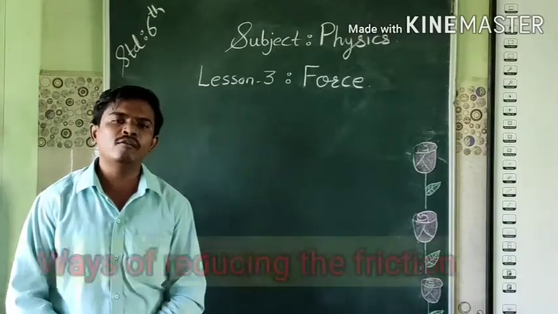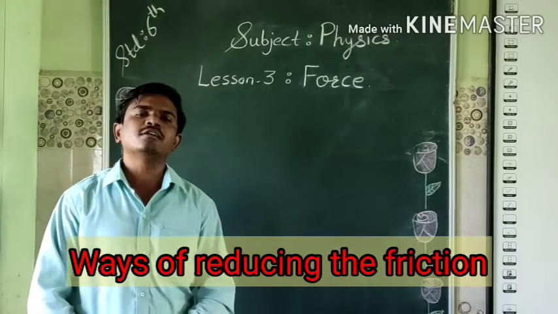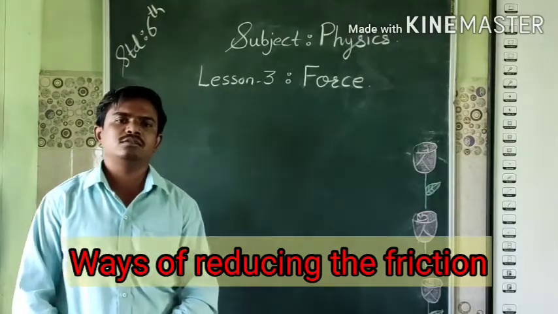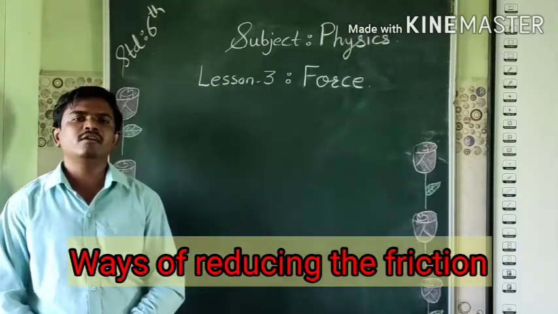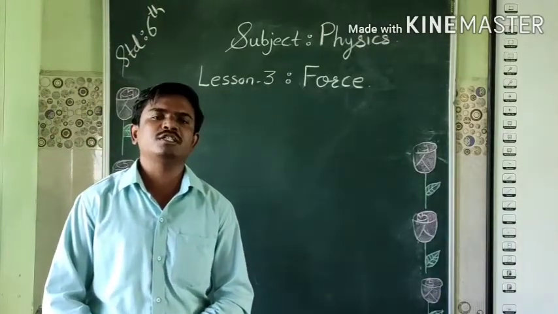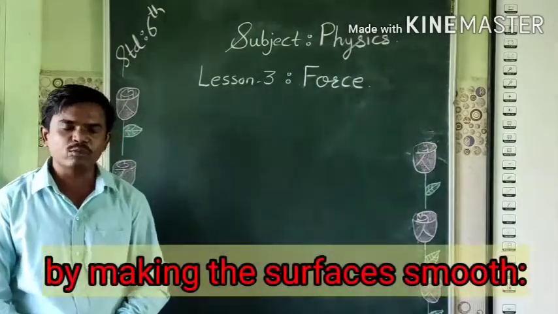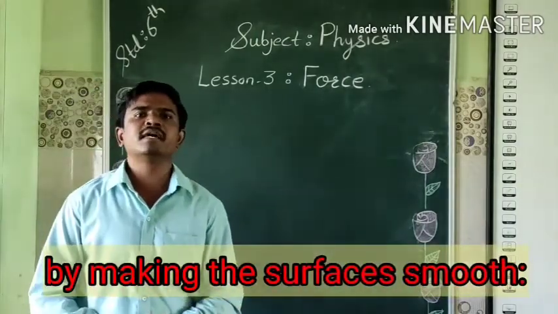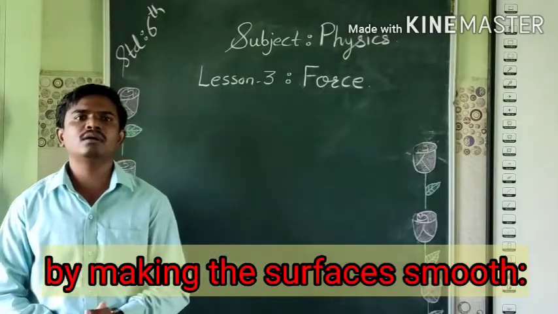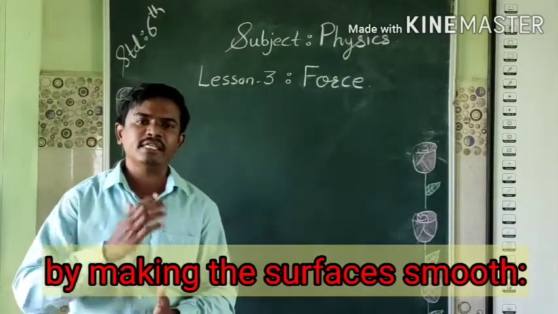Students, now we will talk about the ways of reducing the force of friction. There are generally four ways of reducing the force of friction. First, by making the surfaces smooth. We can rub the surfaces with sandpaper and we can make the surface smooth.